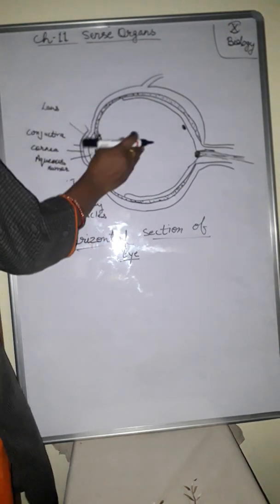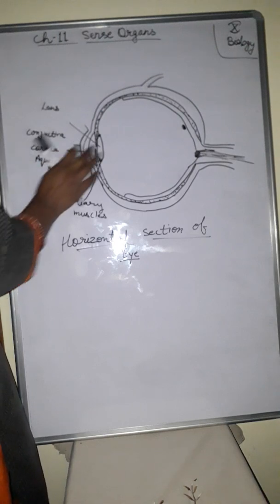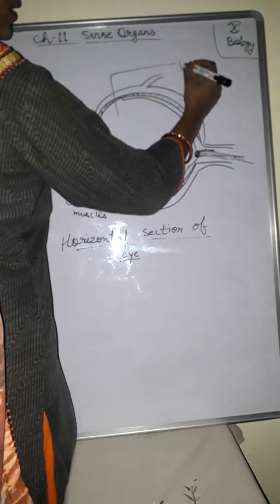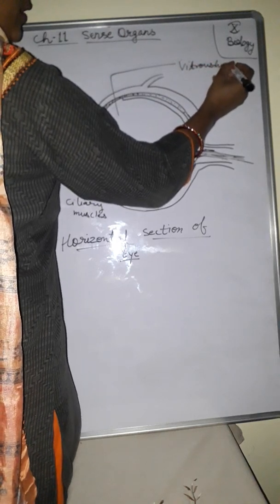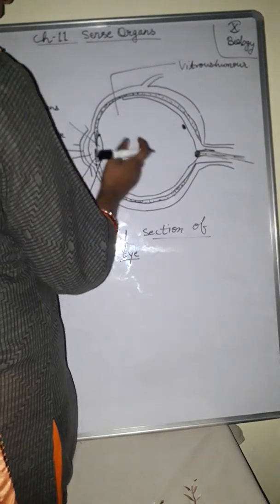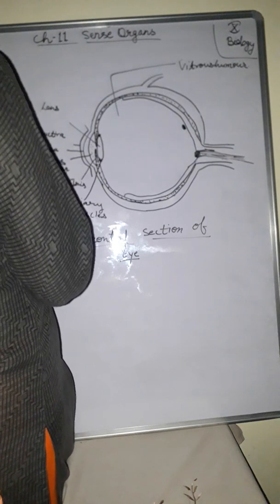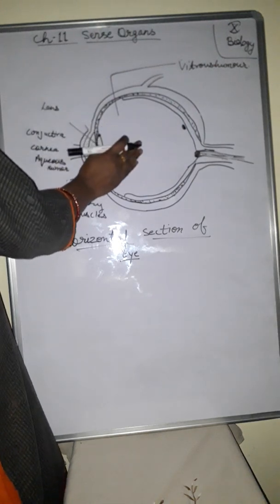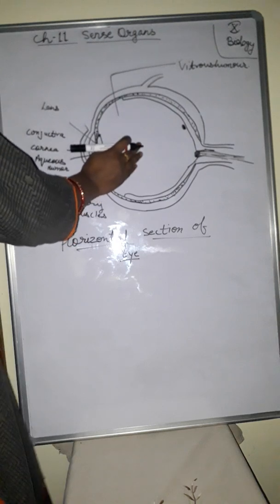Two chambers are there. The outer one is the aqueous chamber, which contains the aqueous humor, and behind the lens, this chamber is called the vitreous chamber, which contains the vitreous humor. These two chambers are in front of the lens and in back of the lens. In front of the lens, the chamber is called the aqueous chamber, and it contains the liquid fluid called aqueous humor. And behind the lens, the chamber is called the vitreous chamber, and it contains vitreous humor.